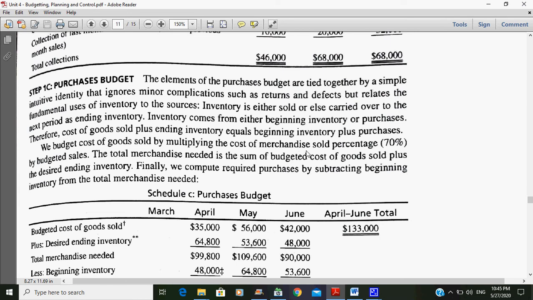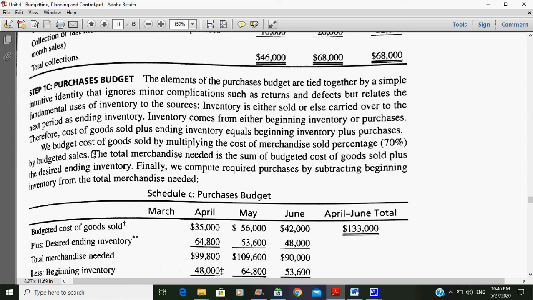So let's go again. Inventory is either sold or else carried over to the next period as ending inventory. Inventory comes from either beginning inventory or what? Purchases, right? Therefore, cost of goods sold plus ending inventory equals what? Beginning inventory plus purchases. We budget cost of goods sold by multiplying the cost of merchandise sold percentage, which is 70%, by budgeted sales.